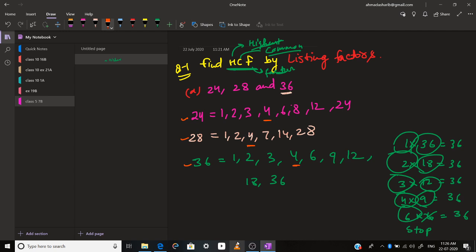After 4 there is no common factor which is there in all three numbers, isn't it? Do you agree with me? Because 4 is the highest common factor. If we talk about 6, then 6 is not there in 28. If we talk about 8, 8 is neither in 28 nor in 36. So 4 is the common factor. So we will say that HCF is equal to 4.